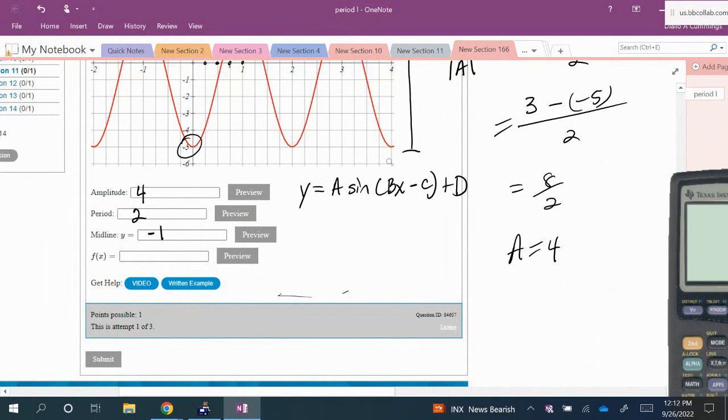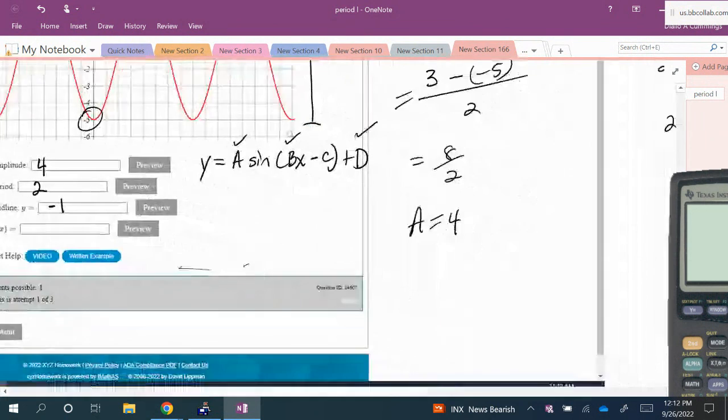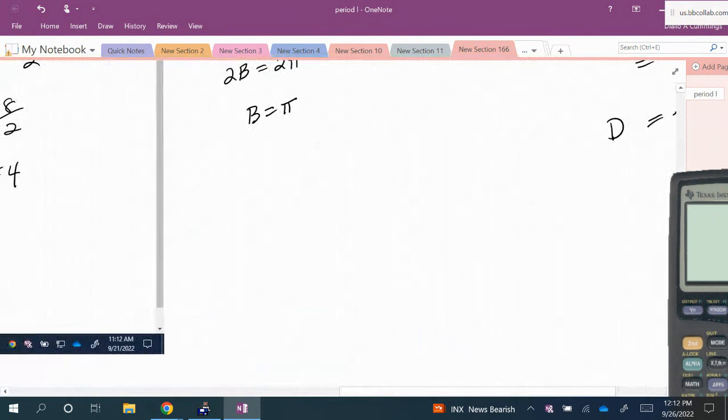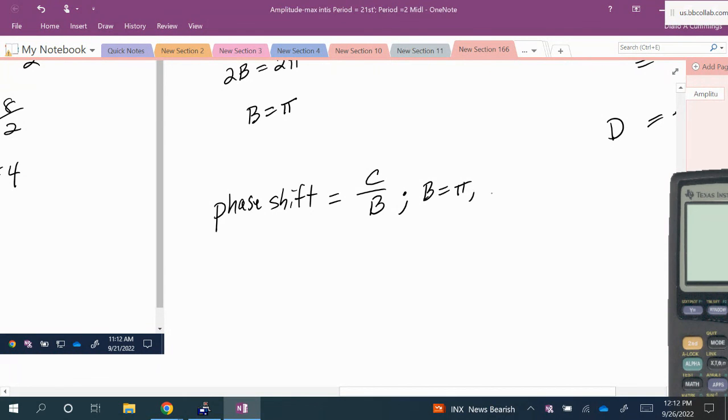And next we're asked to write the equation. So we know A, we know B, and we know D. Now we must find C. And in order to find C, we're going to use the phase shift formula. Okay, and I'm going to do that here. So the phase shift, and remember that the phase shift is the horizontal shift on a curve. The phase shift is equal to C over B. We've already found that B was equal to pi, and we're going to physically calculate the phase shift.